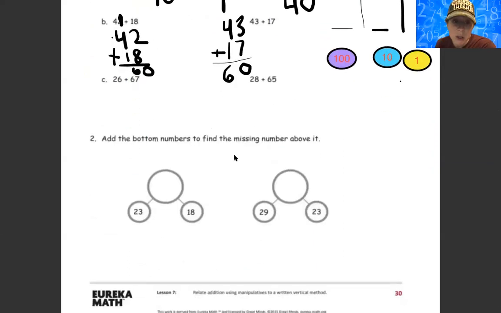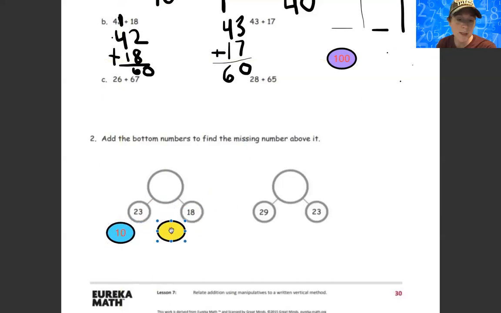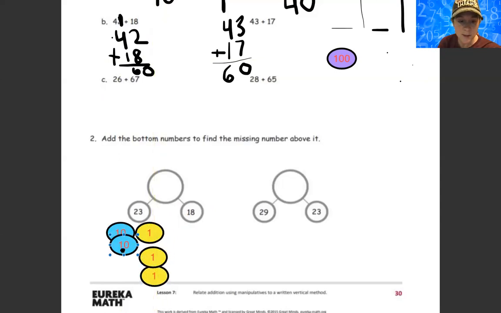Okay, number 2, add the bottom 2 numbers to find the missing number above it. Okay, guess what? We're going to use my virtual manipulatives here, and if you guys have that page, you may open it and do the same. Let's see here. So we have 23. We're going to build 23 right here for you to see. How many ones are in 23? Yeah, there's 3 ones. So 1, 2, 3. There's our 3 ones. And there's 2 tens. There's 23.